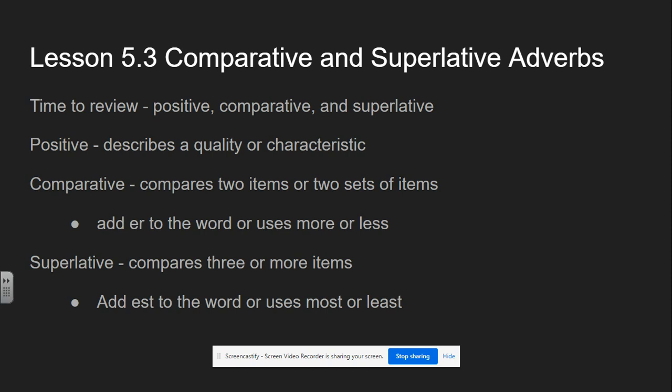So first of all, we're going to take a look at positive, comparative, and superlative and the definition of what that means. Positive simply describes a quality or a characteristic. Comparative compares two items or two sets of items, and we would add ER to the word, or use more or less. Superlative compares three or more items, and we would add EST to the word, or use most or least. Please stop the video and write this information in your yellow notebook.